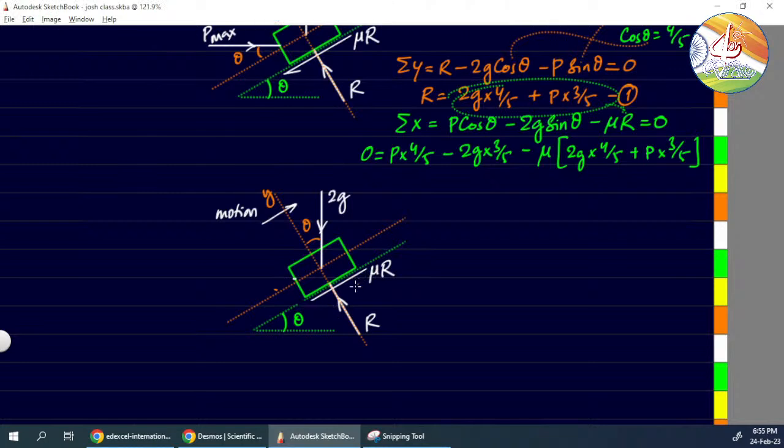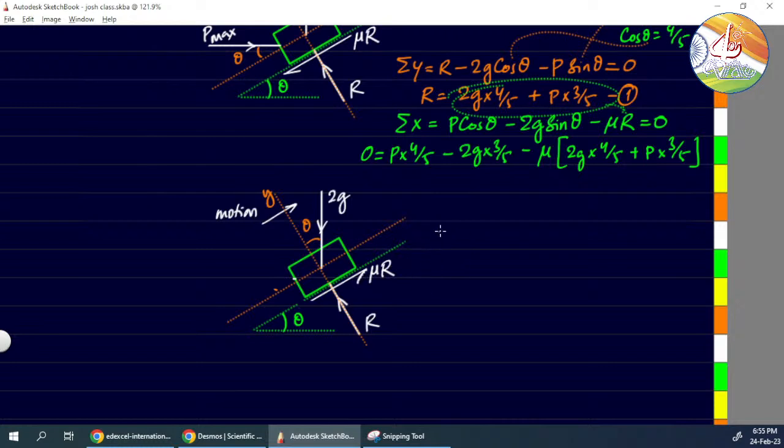That means friction will be acting in which direction? Upper direction, no? Yes, friction will be acting in the upper direction. So in this position, it is just about to slide downwards. So with this information, we can find the coefficient of friction.